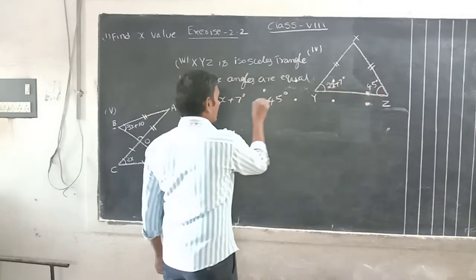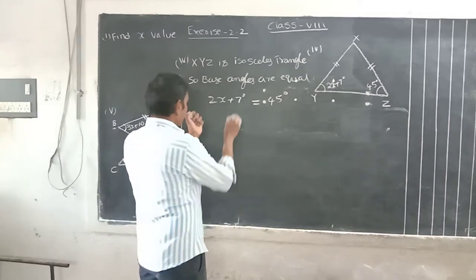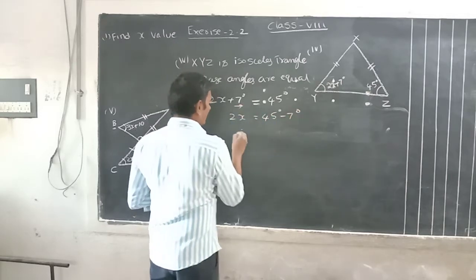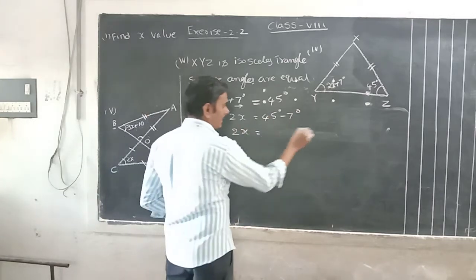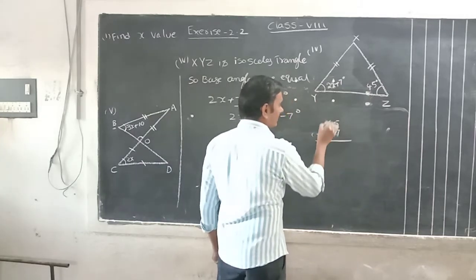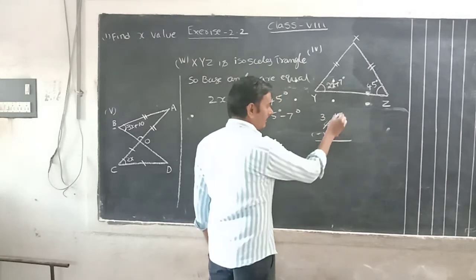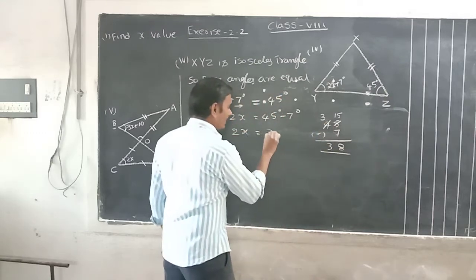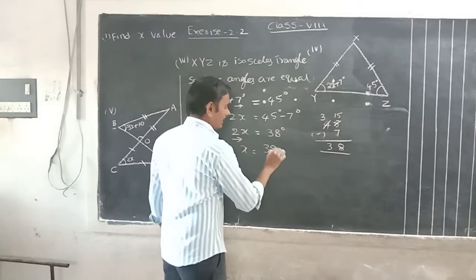These angles are equal. Now simplify this one, and we will get the answer. Move the plus 7 to that side. 2x equals 45 minus 7. By subtracting, what can we get? 38. 45 minus 7: 15 minus 7 is 8, and 3 is 38. Okay, 38 degrees. Now move the 2 to the other side. X equals 38 by 2.